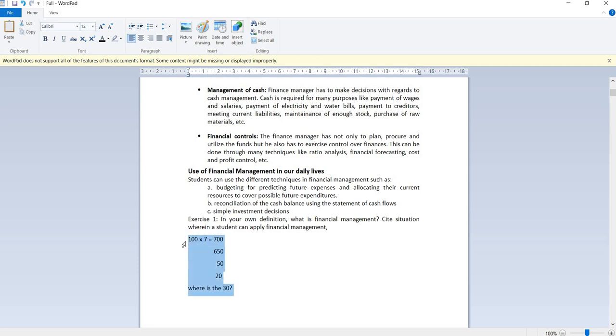And then, you have the simple investment decisions. So, for investments, when you have enough money siguro to invest, but we don't have an available way to invest, for example, 100 pesos and it will earn 1 pesos in 1 year, so we don't have something like that.